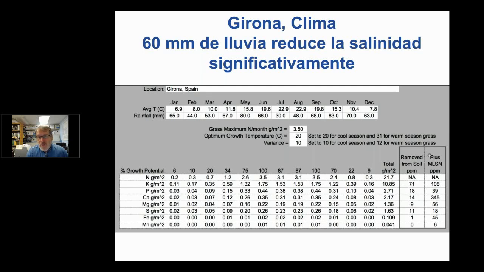If we look at the soil guidelines using this MLSN guideline system, we would want to see a soil test containing 39 parts per million, 108 parts per million potassium, 345 parts per million calcium, and 56 parts per million of magnesium. So we can look at a water analysis and determine what contribution the water will have on the soil nutrient levels.